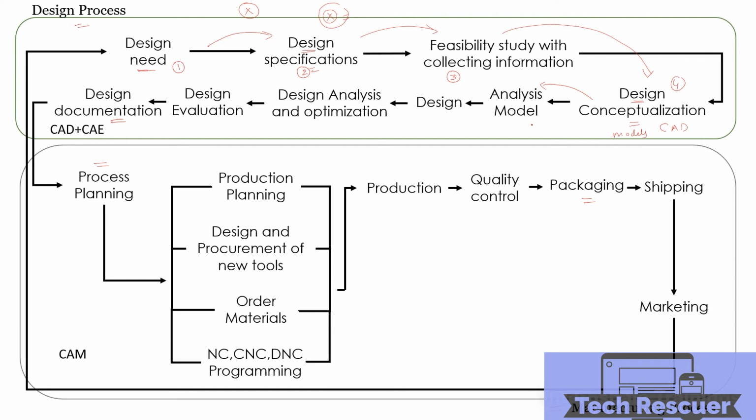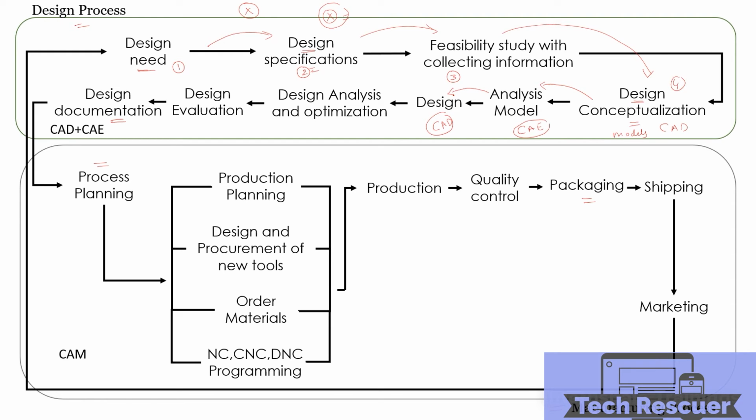And this is the first stage where the concept of CAE, or let us say computer aided engineering software, comes into role in the design process. So this is where CAE software is used. And once the analysis of this particular model is done, based on the analysis results, we are going to finalize the entire design. Here also we will be using CAD software.